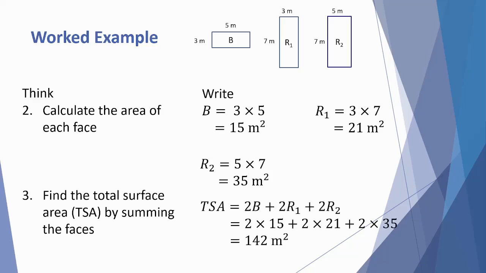Now, before I said there were 2 of each. So I've got 2 base, 2 of rectangle 1 and 2 of rectangle 2. And so I'll type that into my calculator and I get the answer of 142 meters squared. And again, I make sure that the units match up with the units of the question.